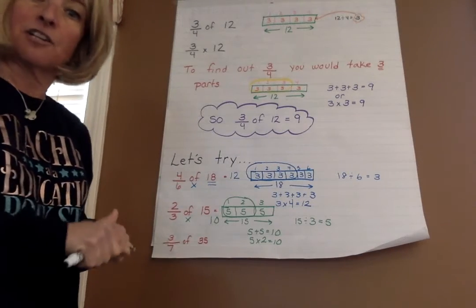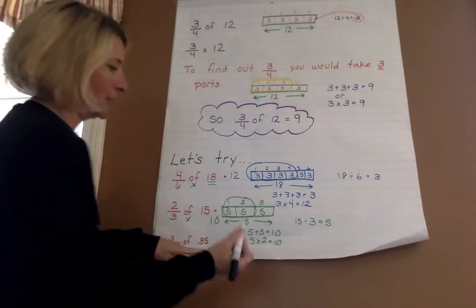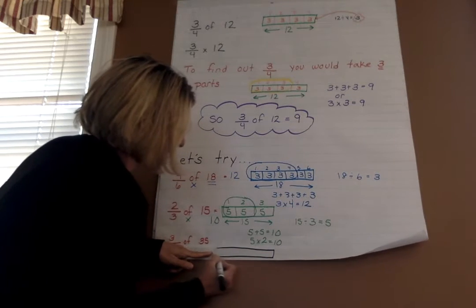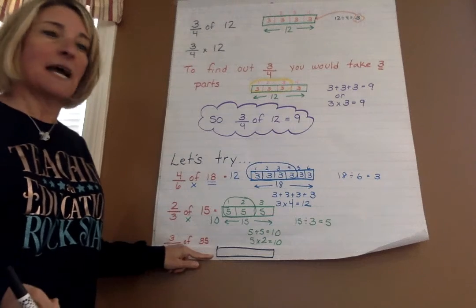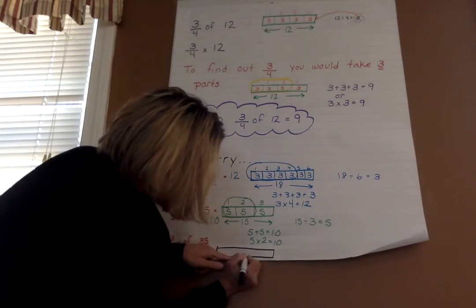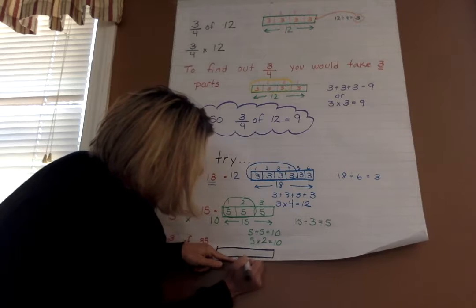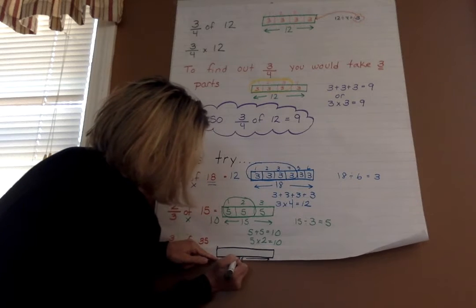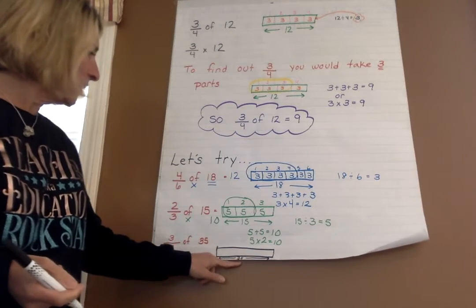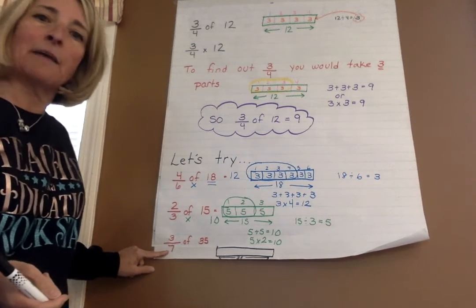All right, let's give it a shot. So again, I'm going to create my tape diagram. So here's my tape diagram. It's going to have a value of 35 because that's what my total is. I'm running out of room here. Hopefully I don't write on my wall. So there's my 35.